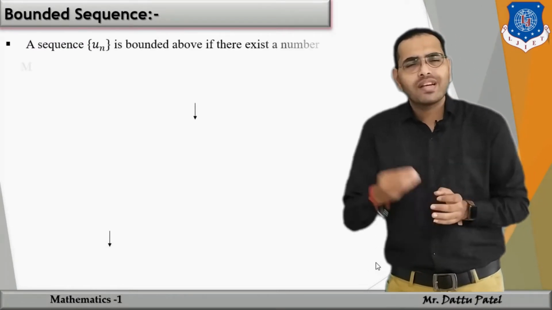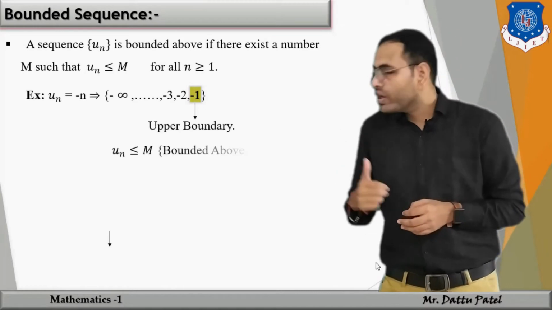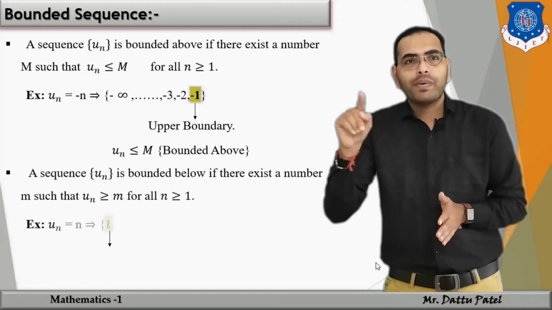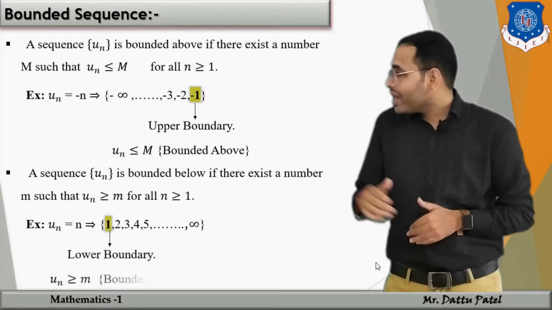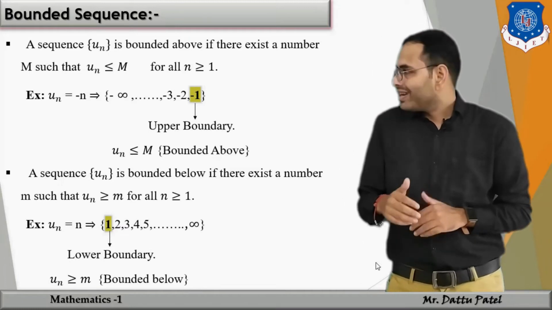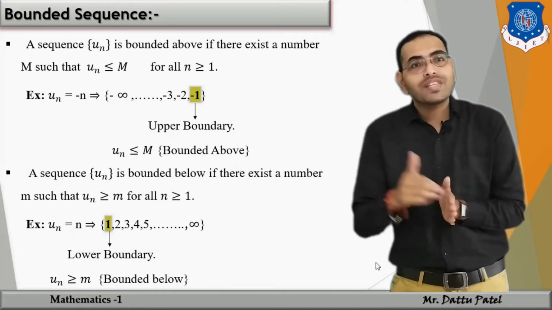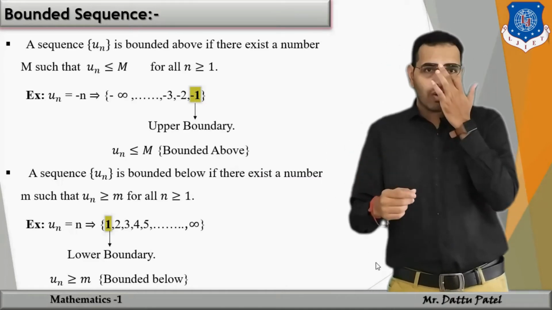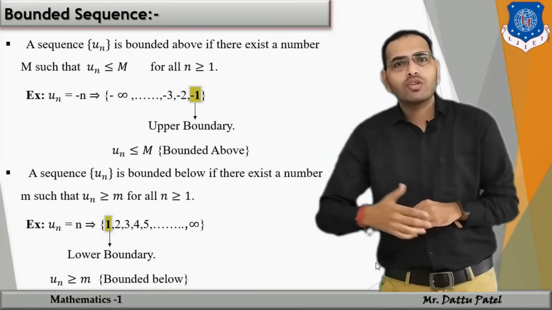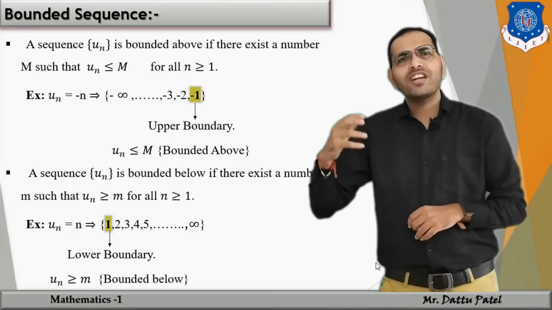Basically, bounded means finite. A sequence u_n is bounded above if there exists a number capital M such that u_n is less than or equal to M for all n greater than or equal to 1. Let's understand with a small example. Here the sequence is minus n, meaning u of n equals minus n. Now in this particular sequence we substitute the values n equal to 1, n equal to 2, n equal to 3 and so on.